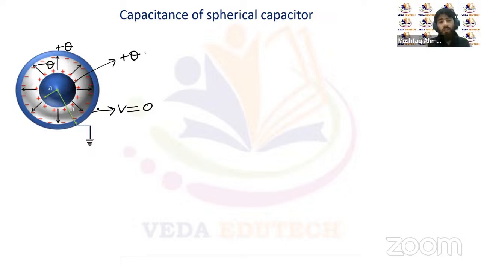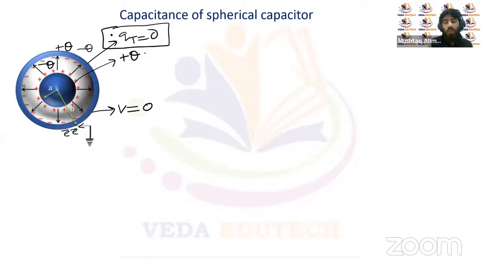And that plus Q charge will be neutralized by the supply of the negative charge by this earth, right? This earth is going to supply a negative charge on the outer surface of this outer conductor, so that the total charge on this outer sphere will be equal to 0. It means that outside this capacitor there will be no electric field at all, or we can say the electric field strength outside this capacitor will be equal to 0, right?